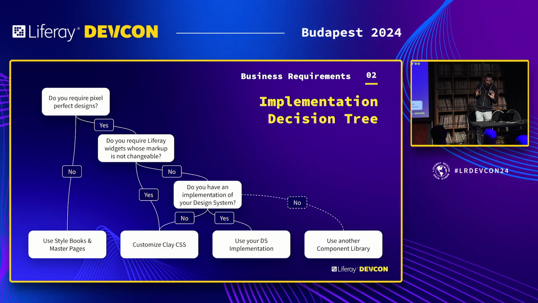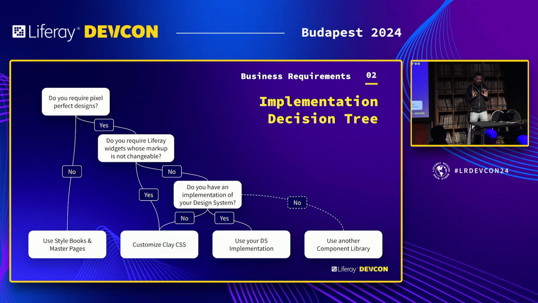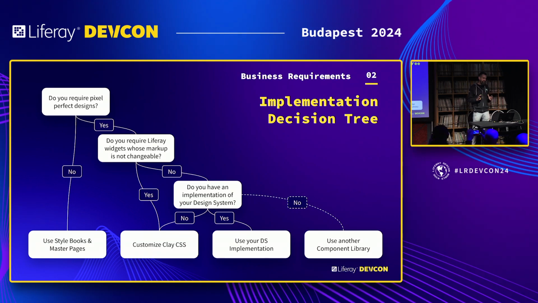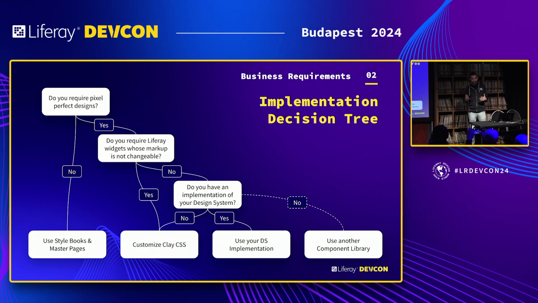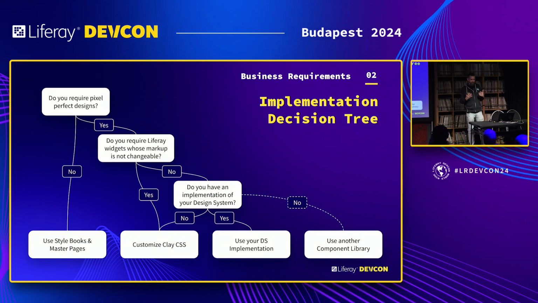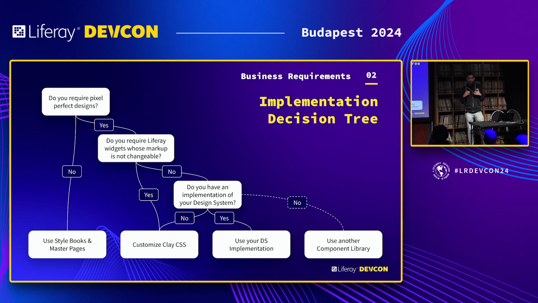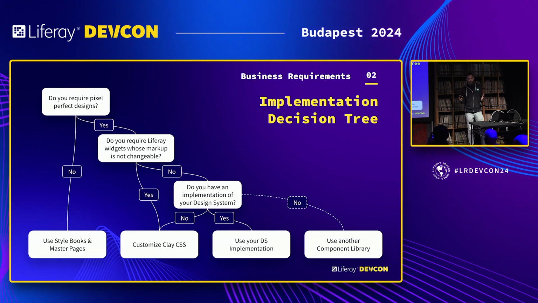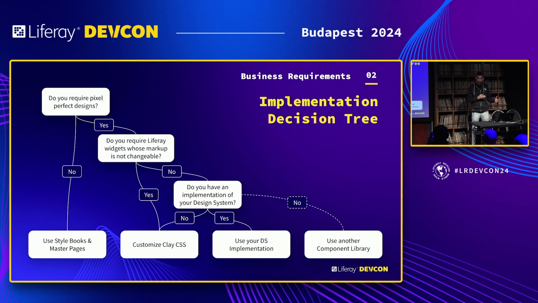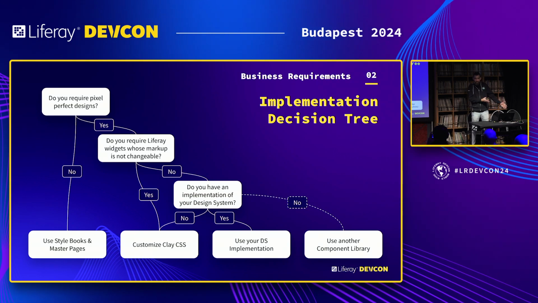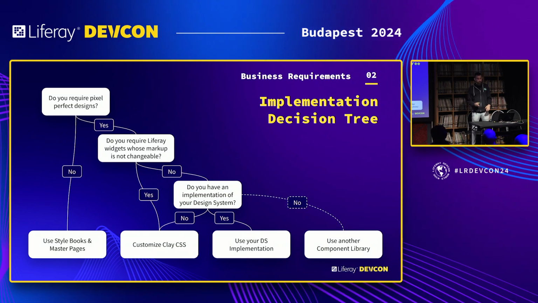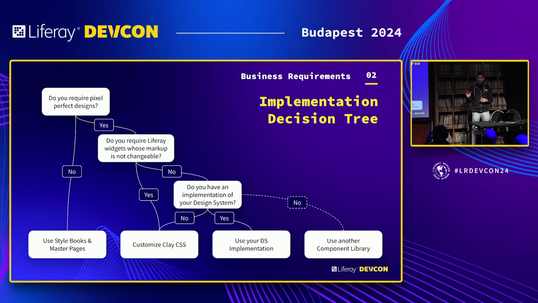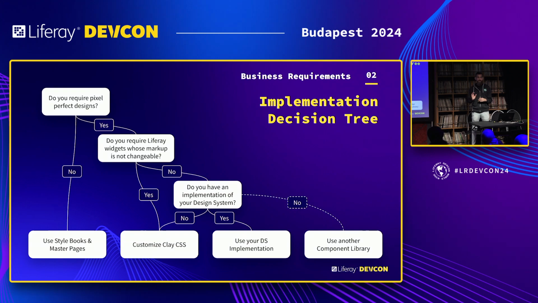And finally, if the answer is no to having your own implementation or design system, there are still other options. Some people love other component libraries. If you really just want to do that and it follows this route, you can. I would still recommend using Clay because it's in Liferay. But if there's another reason why you want to do that, you totally can use any other component library. That's going to be totally possible and much easier today than ever before in Liferay.